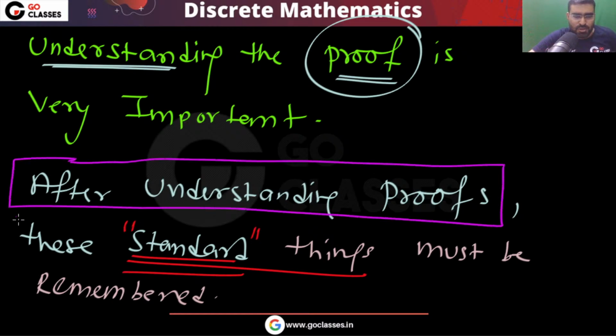Because some students don't want to understand the proof, they directly want to memorize it by heart. I am telling you, after understanding the proof, you can remember. First, you understand the proof. Now, let me tell you, you can create a table now.